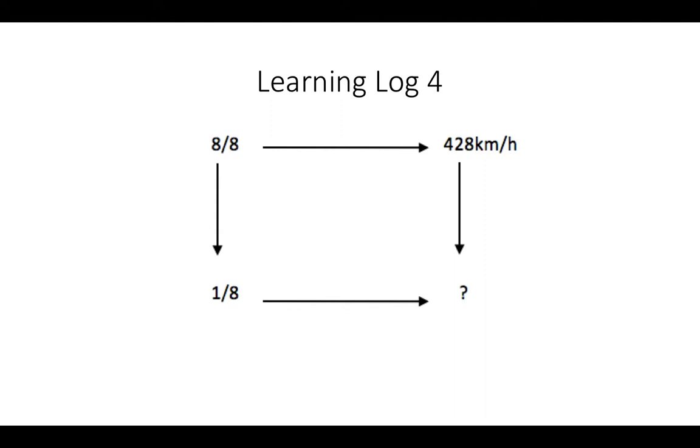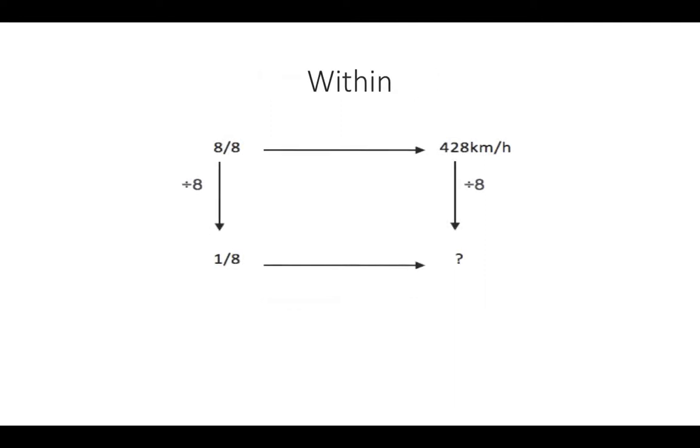So firstly, we're going to be looking at the within and between model and finding out its scaled speed in kilometers per hour. So first of all, we're going to be looking at the within model. The within will be looking within the same unit. For this, on the left-hand side, we've got our 8/8 or our original 1/1 of our 428 kilometers an hour, and we're going to be finding out our 1/8 scale. To do so, we're going to be dividing both sides by 8. So 8/8 divided by 8 will give us our 1/8 scale. On the right-hand side, we're going to be going 428 kilometers an hour divided by 8 to give us our answer.